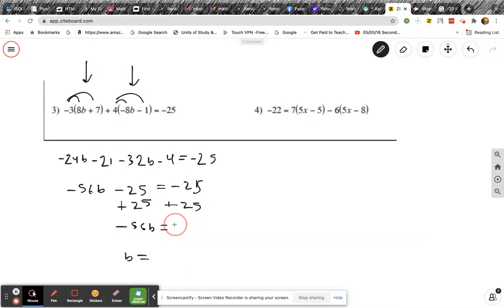Now I'm going to divide by negative 56. Get rid of that negative 56 because that's negative 56 times b. I want to do the inverse, so that would be divide. And we get b is 0.